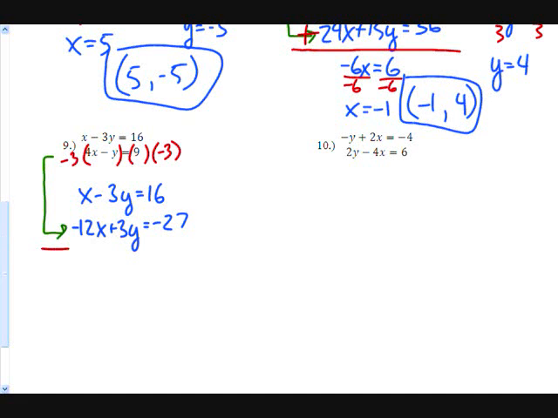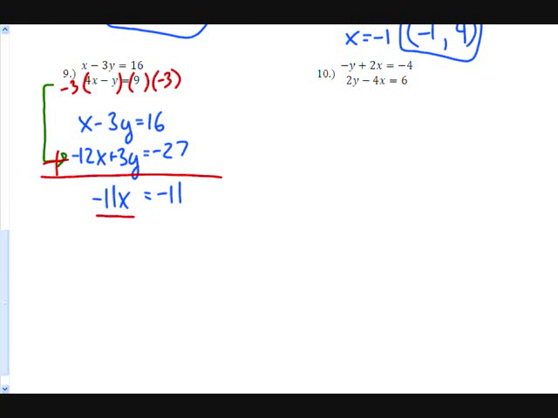Now I can add these up. I have additive inverses in front of the y's. The x's added up give me -11x. The y's cancel. Over here, that gives me a -11. And now I just have to divide each side by -11. So I divide each side, and that tells me that x equals a positive 1.